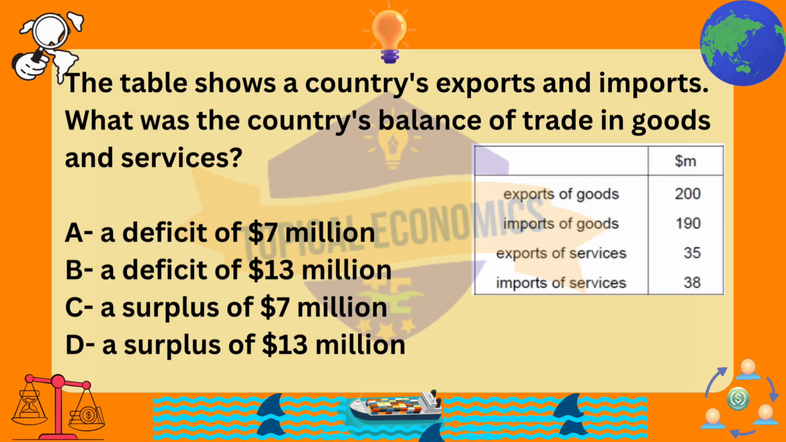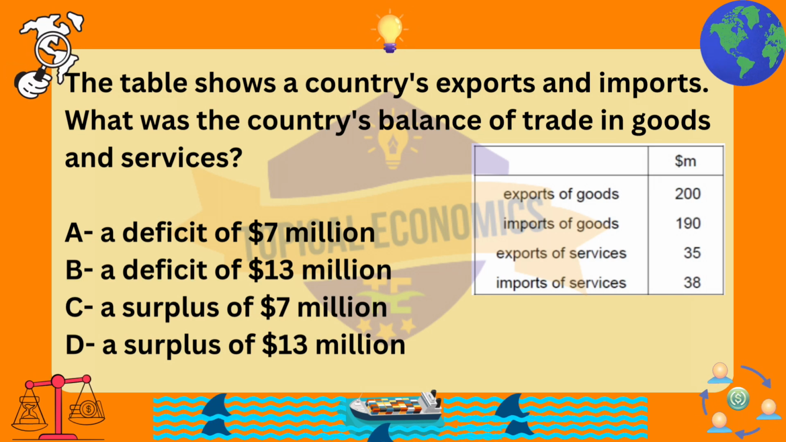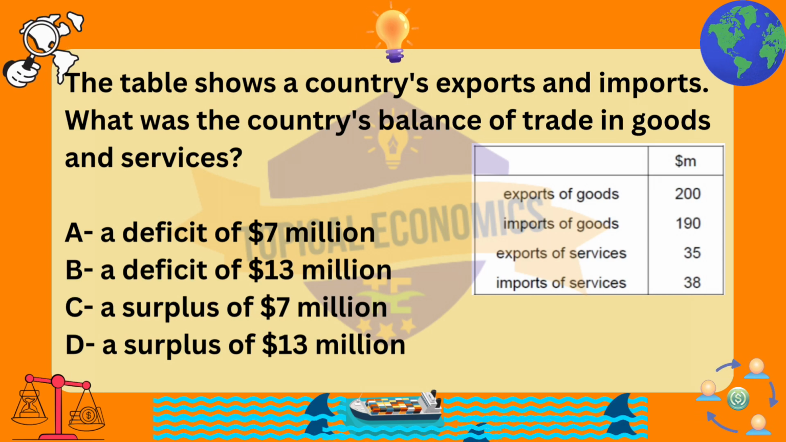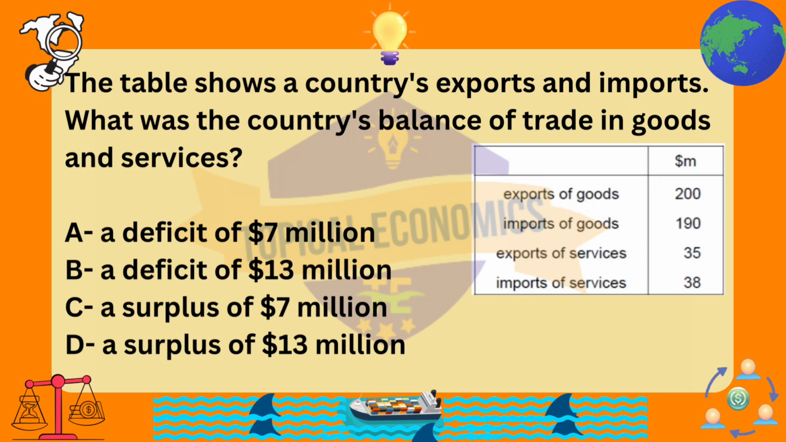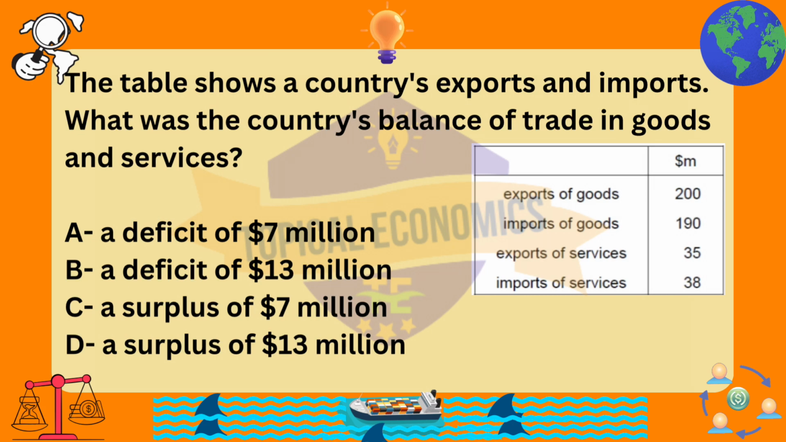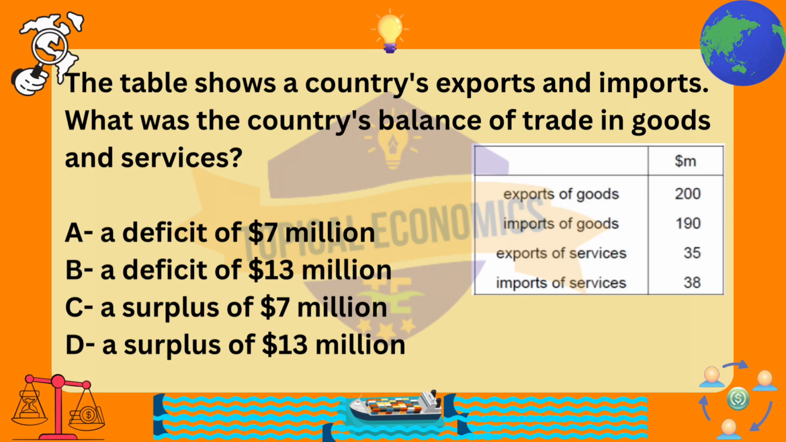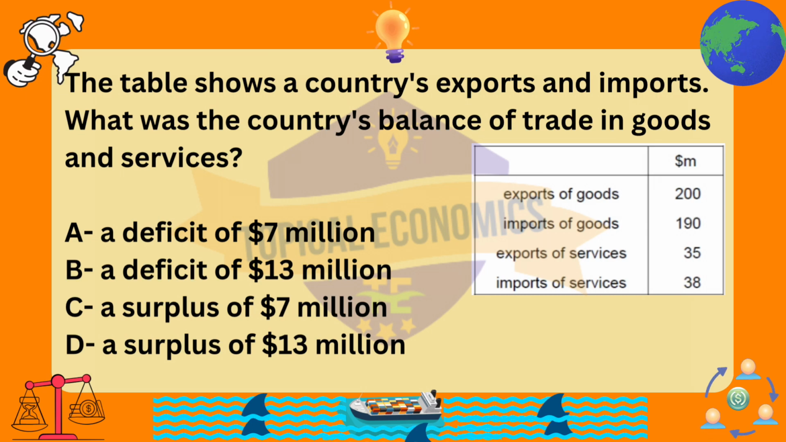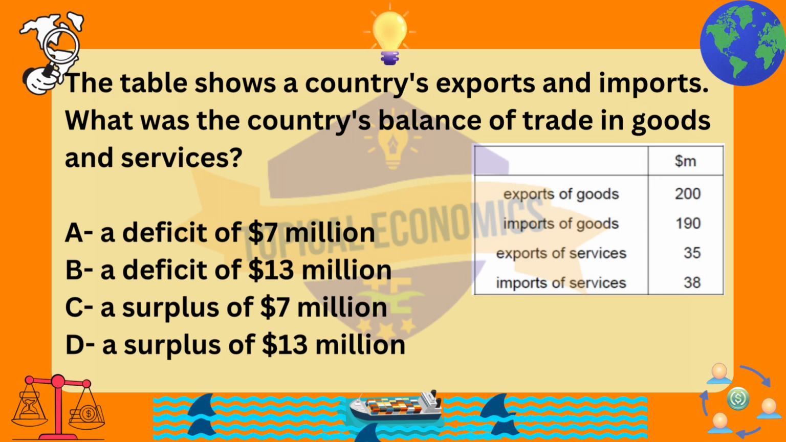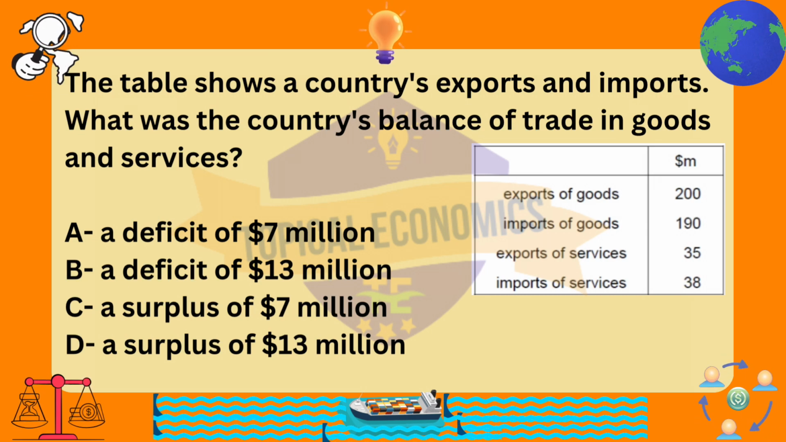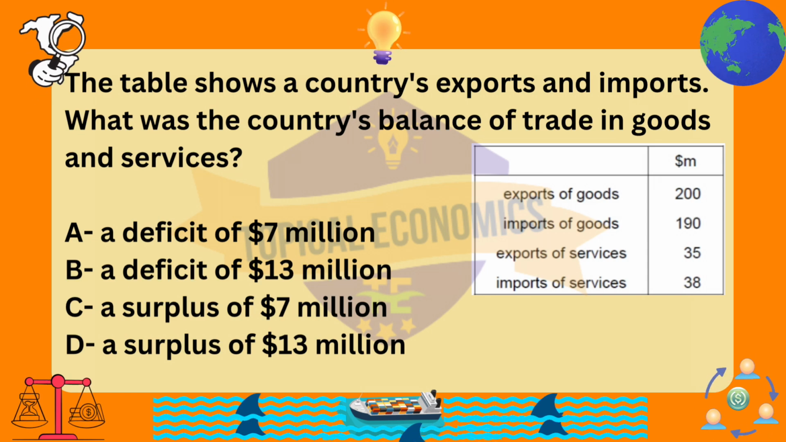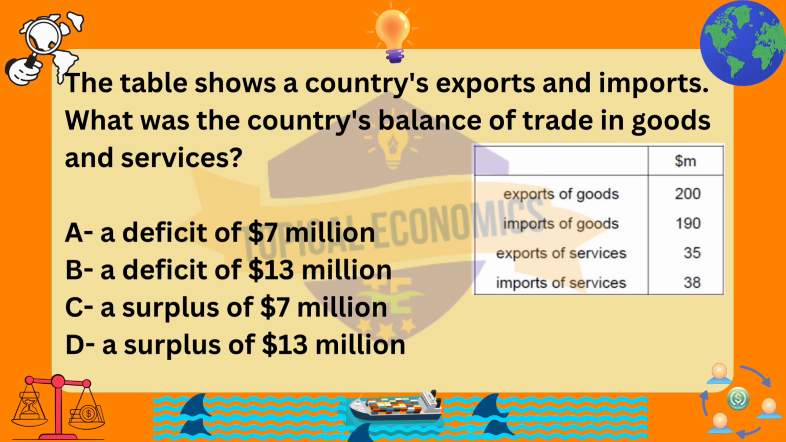The table shows a country's exports and imports. What was the country's balance of trade in goods and services? A. A deficit of $7 million. B. A deficit of $13 million. C. A surplus of $7 million. D. A surplus of $13 million. Reference, 2020 October, November, version 2. The correct answer for this question is option C.